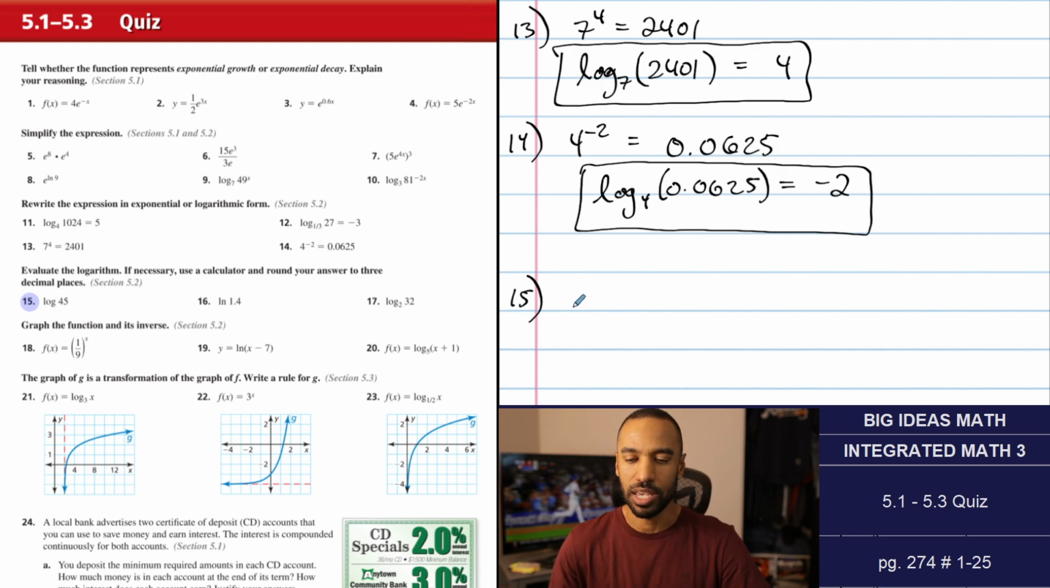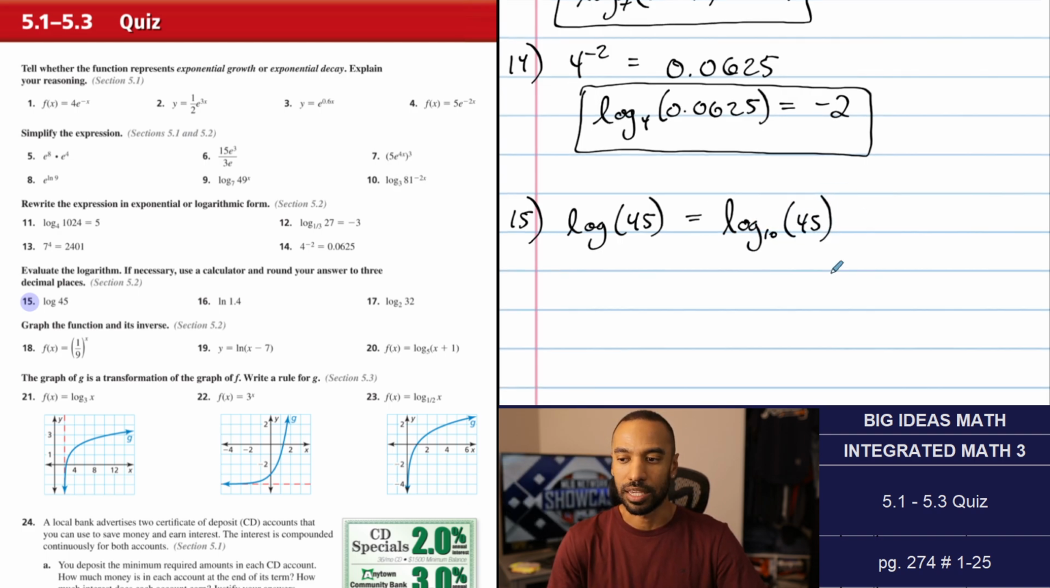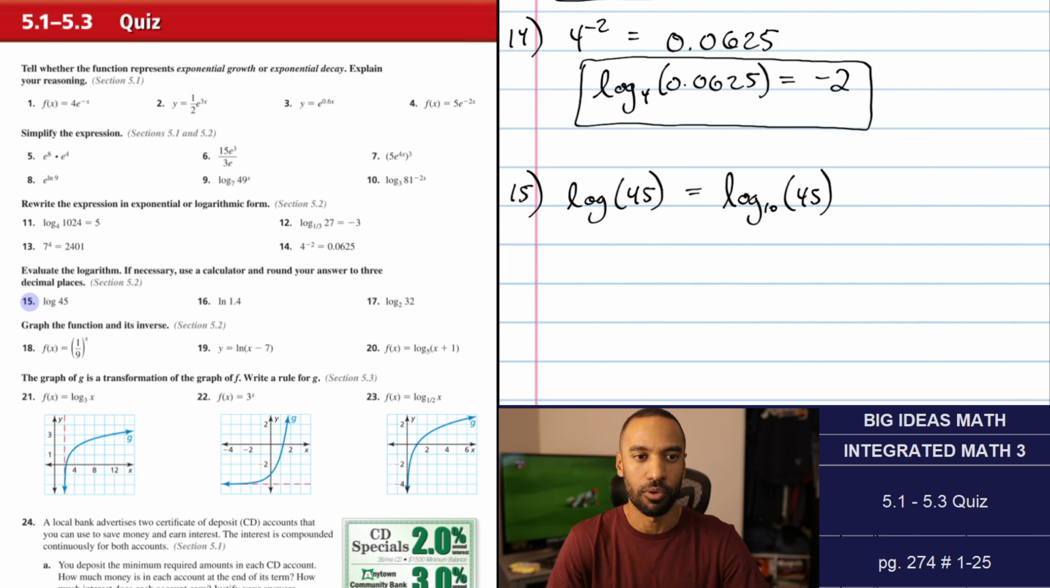So this is also out of section 5.2. They're asking for the log of 45. Notice that the base is not shown. It is implied, though, that it is the common logarithm, log base 10. Whether or not you care about that part is actually irrelevant because we get to use our calculator for this. But this is asking you 10 to what power is 45, and we're about to get that answer.